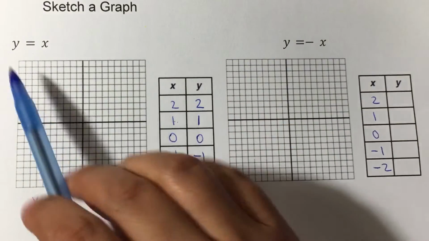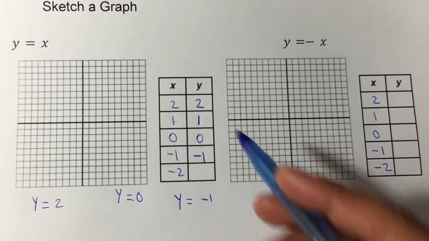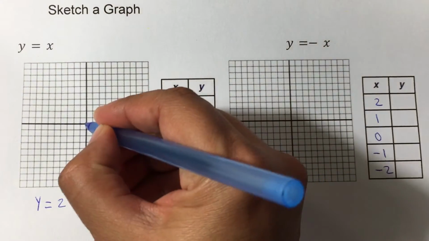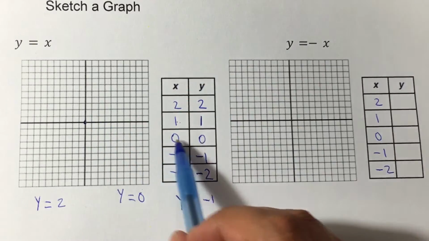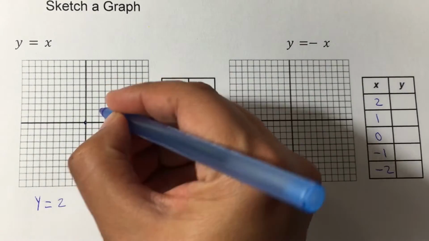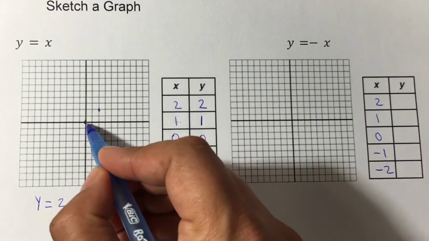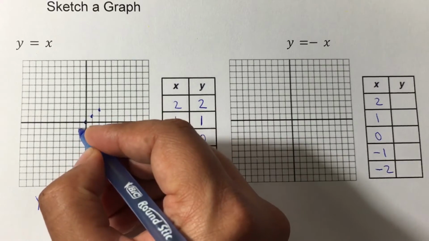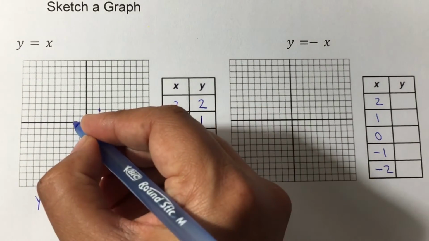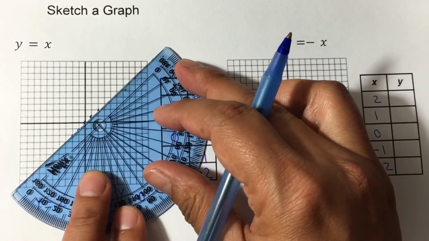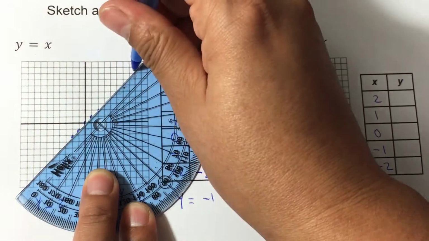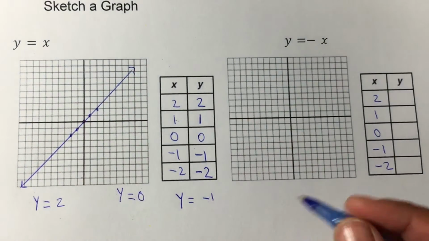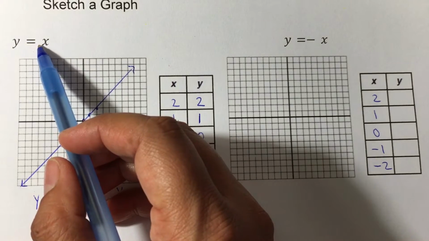So basically when we have y equals x, all you're doing is putting the same value on both x and y. Okay, so 0, 0 is right here. And you can start at any point actually. You can start at 2, 2 is right there. 1, 1 is right there. 0, 0, -1, -1, and -2, -2. We graph it, and that's our line. So notice how this is positive, okay?